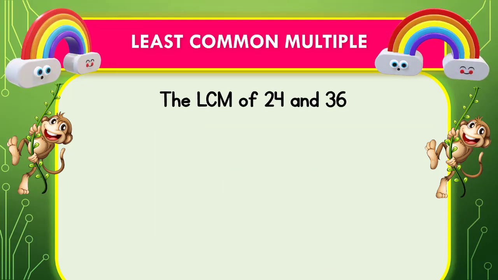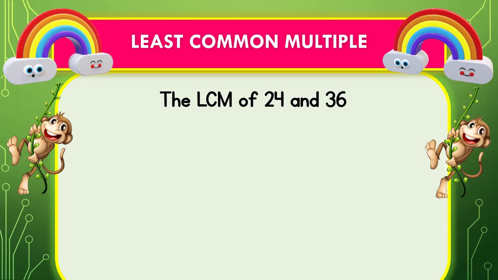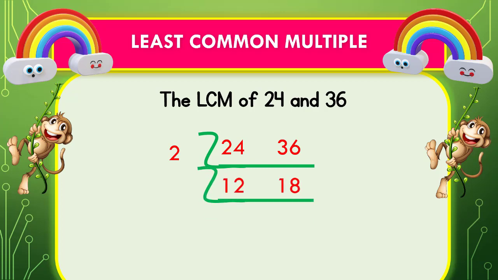One more example, the least common multiple of 24 and 36. Set up the numbers. And of course, 2 can divide 24 and 36. So 24 divided by 2 is 12, and 36 divided by 2 is 18. And next, 2.